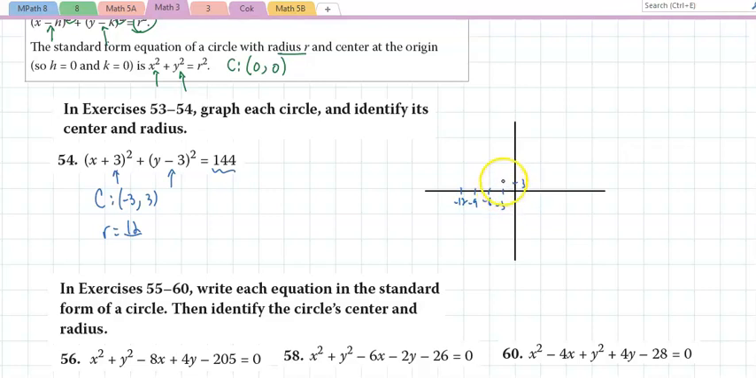So if I go 3, negative 3, 3, I'm right there. 3, 6, 9, 12 in each direction. Connect that with one of those magic lines. If you could get it to match, there's the circle. So once I know the center and the radius, I'm in good shape.